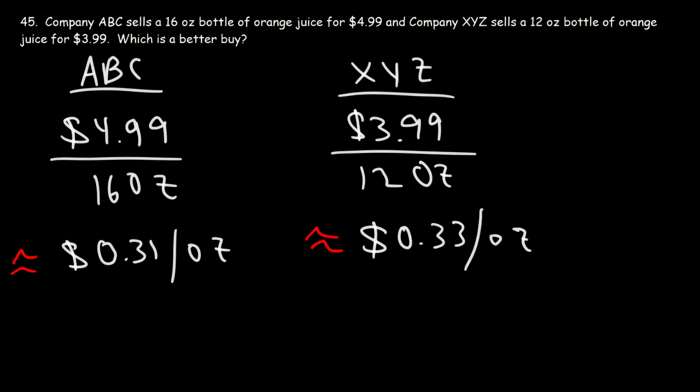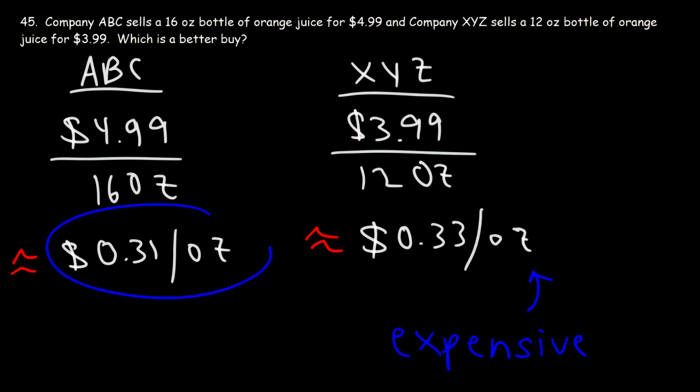So therefore, this one is the more expensive item because for each ounce of juice we're paying more. This one is the better value. So company ABC offers the better deal.